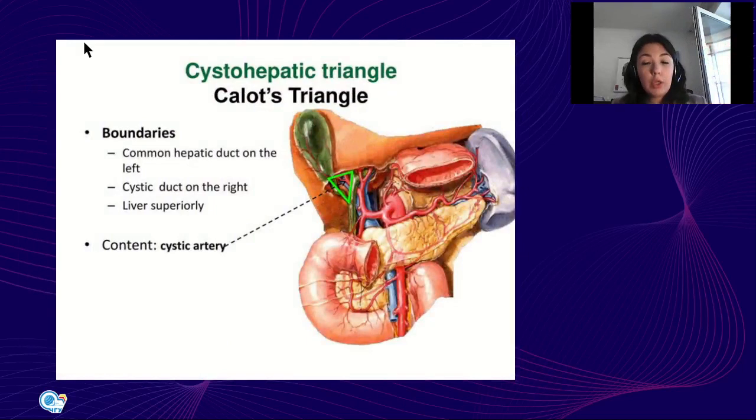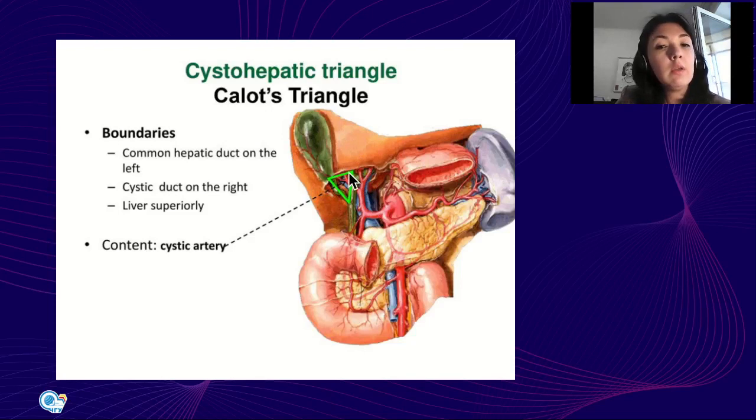When we perform surgeries on the gallbladder, we should know such a triangle, that is the cystohepatic triangle or Calot triangle. For surgeons, it is very crucial to find it, and they use it to find the cystic artery. So Calot triangle is bounded by the common hepatic duct on the left side and the cystic duct on the right side, and in different books different information is given.